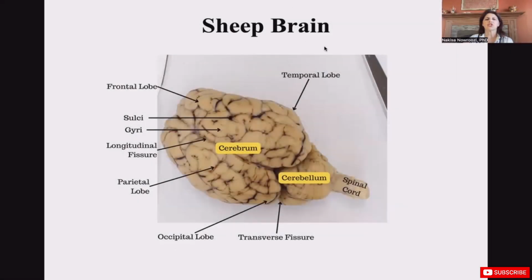Okay, here we have a sheep brain, and we're going to look at it as a whole, and then we're going to dissect it. So here I have cerebrum, I have cerebellum and spinal cord. Here you have frontal lobe, parietal lobe, temporal lobes on both sides, and occipital lobes. Okay, and then we are going to look at the sulci and gyri, longitudinal fissure between the two brain hemispheres, and transverse fissure between cerebrum and cerebellum.